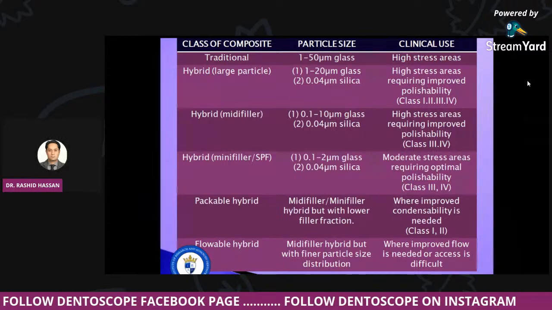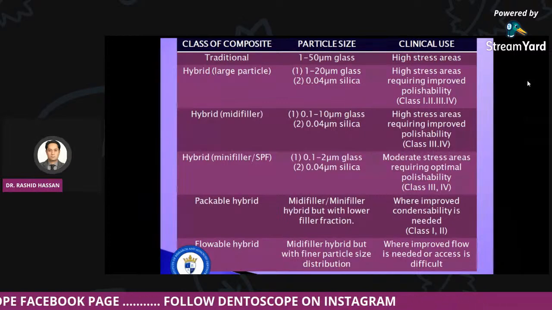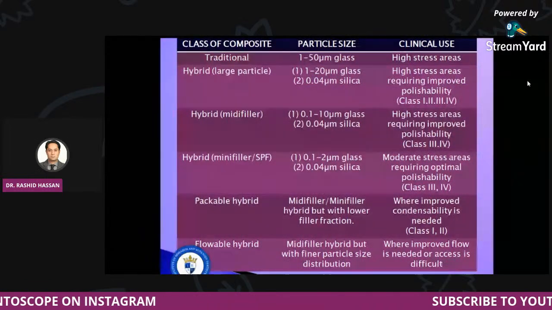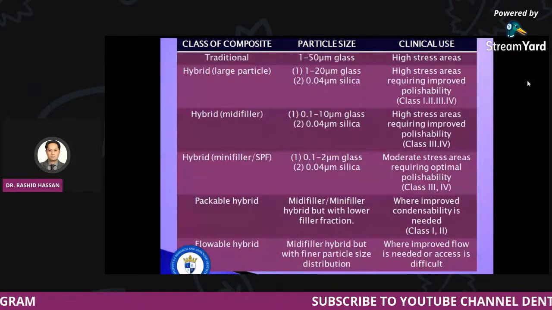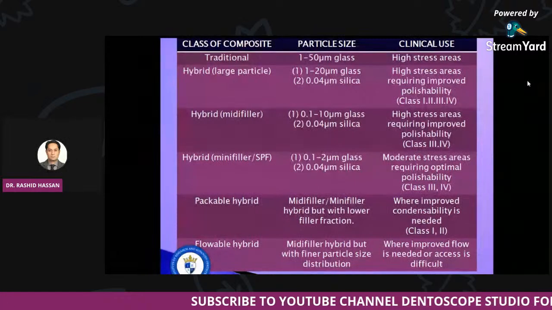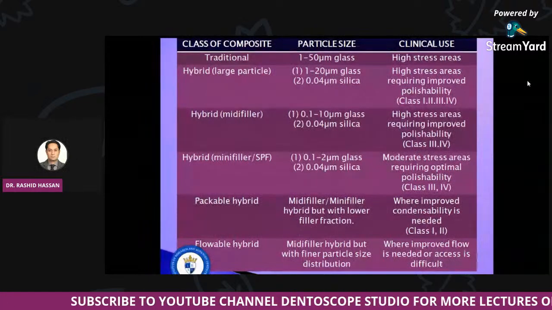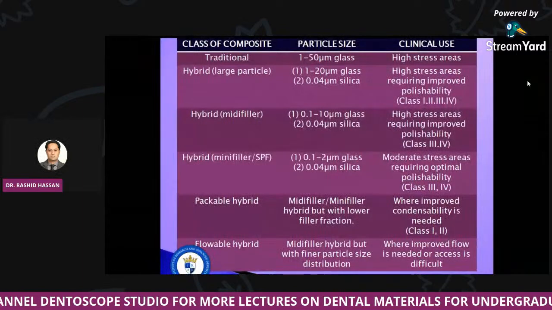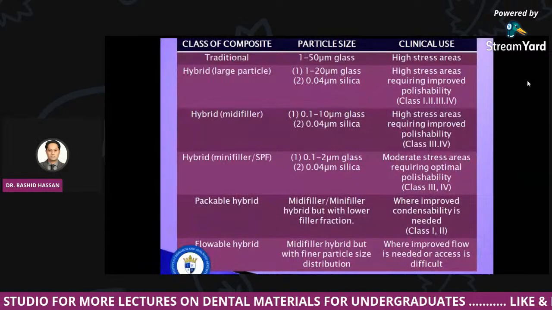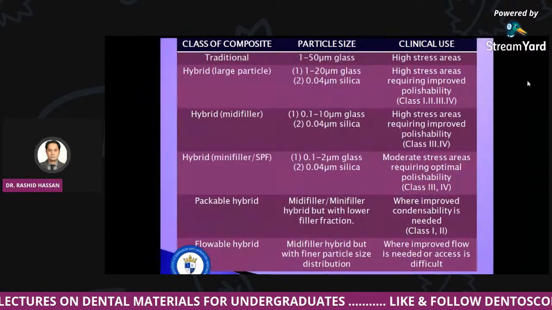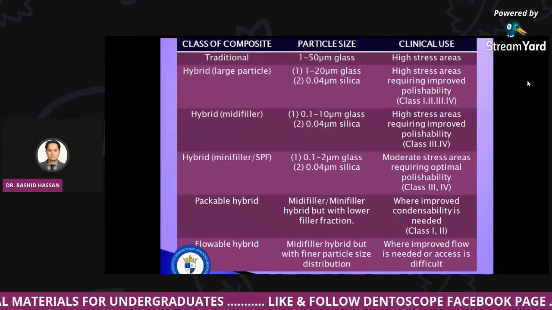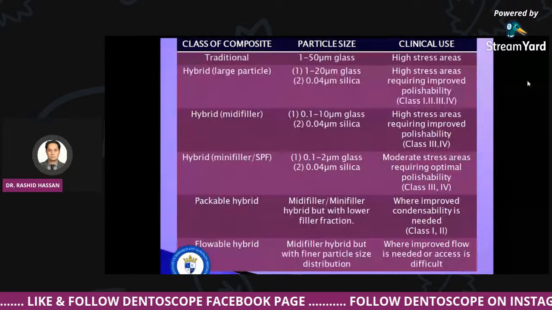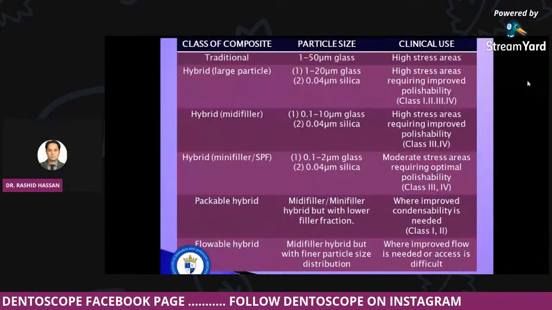First of all, the large particle size. It has a particle size of about 1 to 50 micrometer glass. The glass is used to derive the inorganic filler particles in the traditional one, and it can be used in high stress areas. So high stress areas, your molar region, where the maximum masticatory forces are produced. So we can use this to reduce high stress areas.